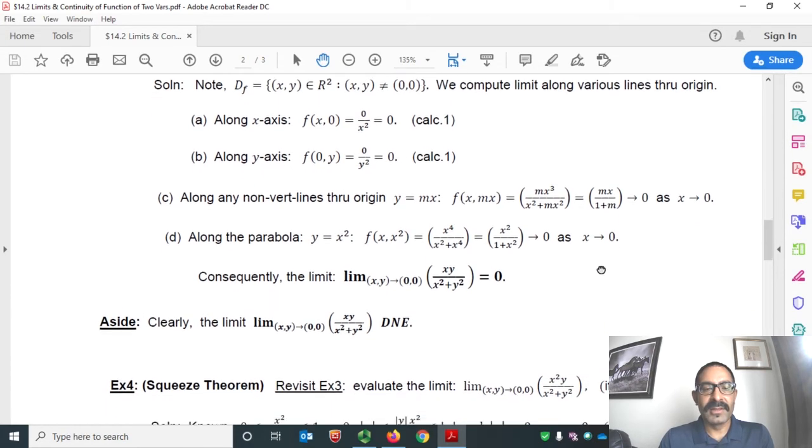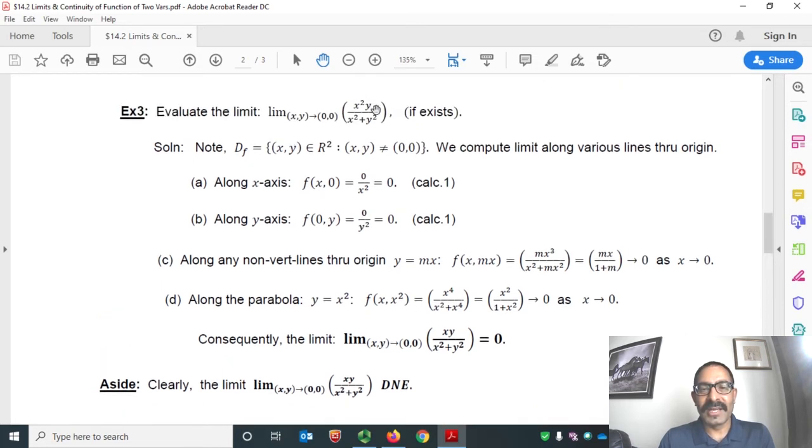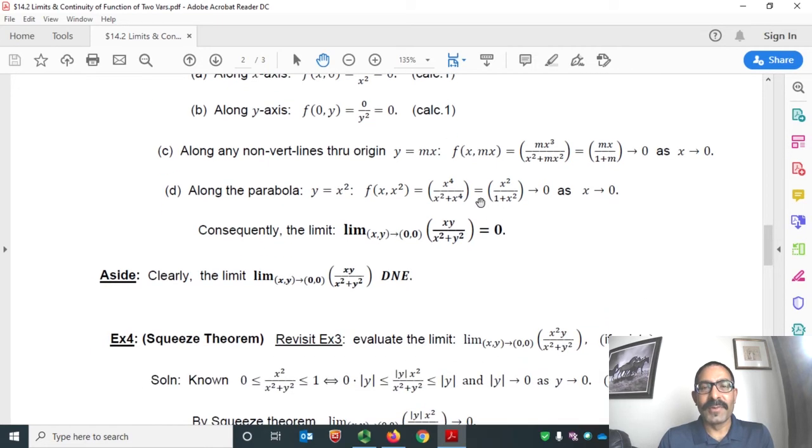Let's try along the parabola y equals x square. Put y equals x square. So then here x square times x square is x to the 4 in my numerator, and in the denominator x square plus x square is x to the power 4 there. So simplify. Now take the limit as x goes to 0. Again the numerator goes to 0. That means the limit is 0.